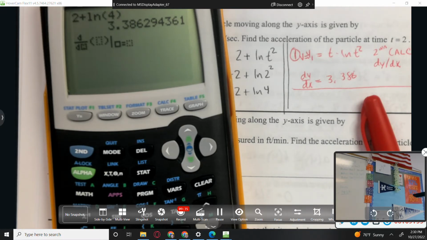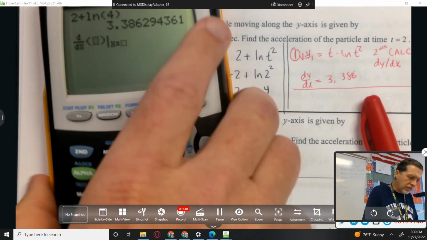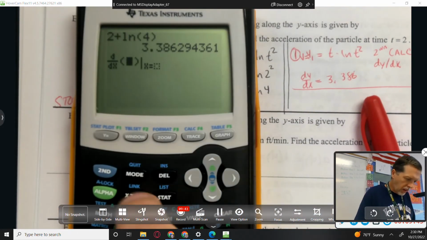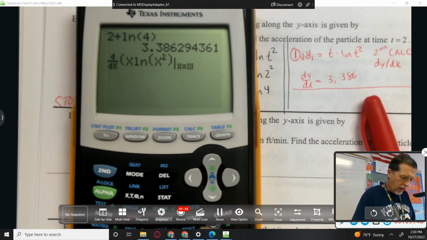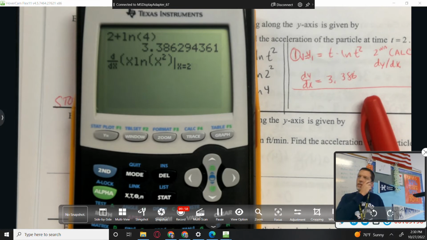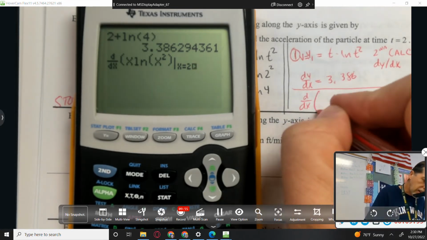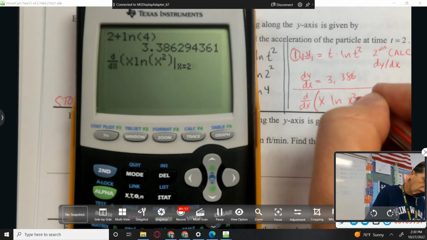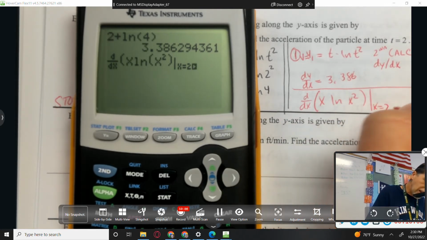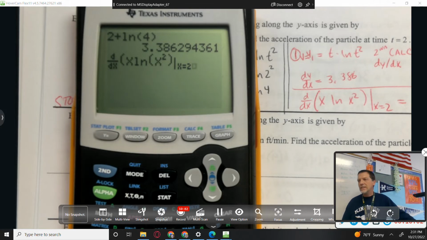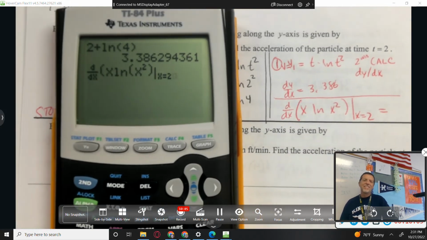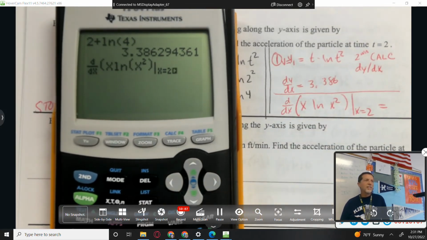So you would put like x. So we're taking the derivative with respect to x of x times natural log of x squared at x equals 2. d dx of x ln x squared. Evaluate that at x equals 2. Good.